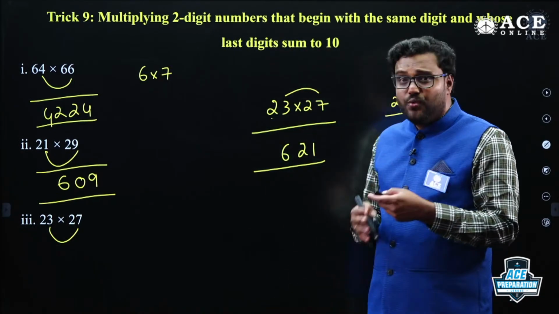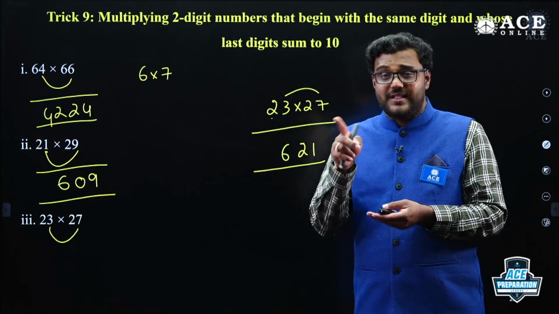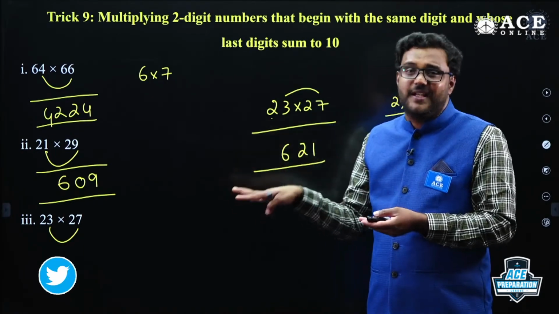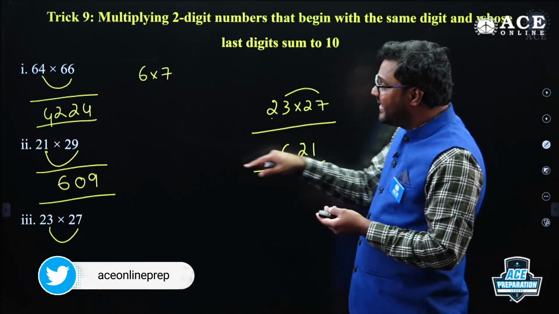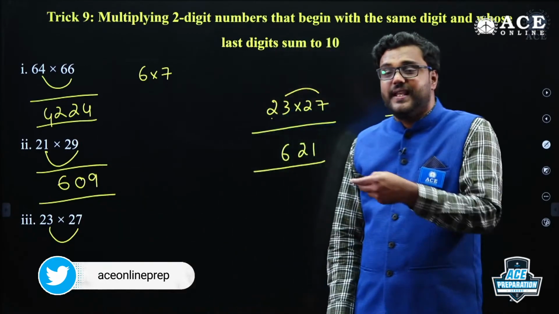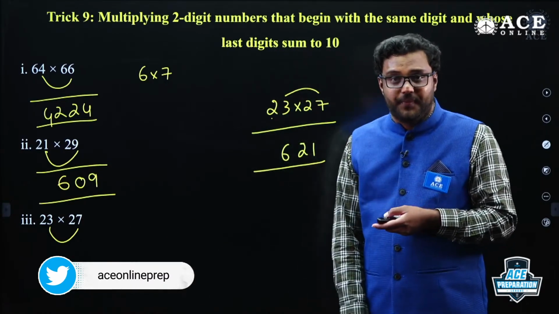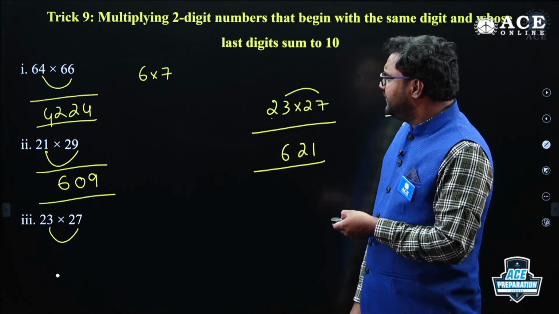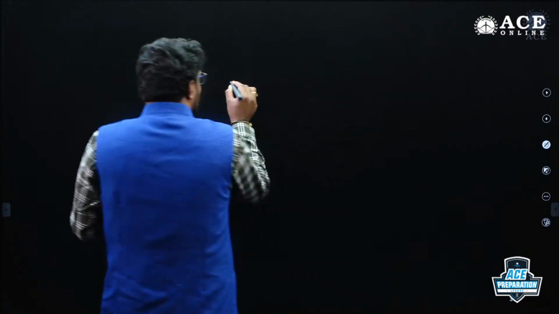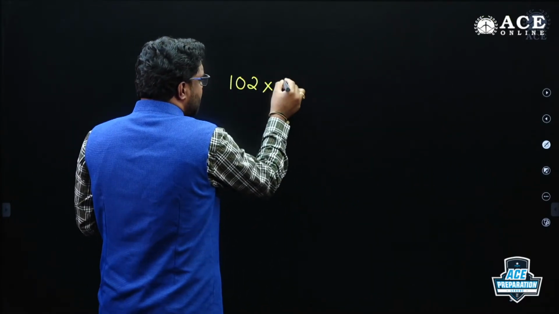So these are 2-digit numbers, but both start with the same number, in the sense that the tens place must be the same. The sum of the units digits must be equal to 10. In those cases only, this trick will be helpful for you. Now you want to find, suppose, 102 into 108.